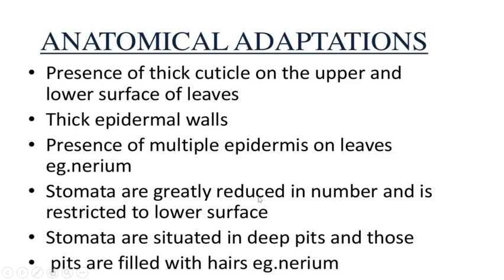Stomata are greatly reduced in number and restricted to the lower side. And the type of stomata is sunken. If we take a section of a mesophytic or hydrophytic plant, there is a simple type of stomata because there is no problem of water. But in xerophytes, stomata are greatly reduced and are of the sunken type to check the loss of water. The stomata are situated in deep pits and those pits are filled with hairs. For example, nerium.